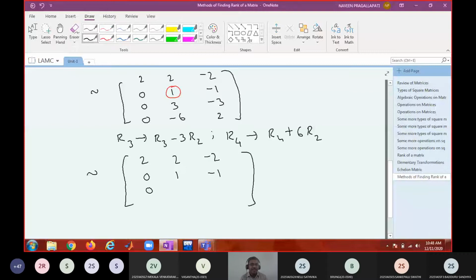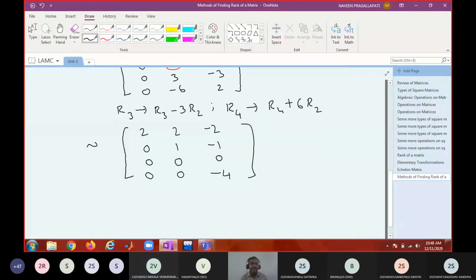So 0, 0. What is the next one? 3 minus 3, how much? 0. Minus 3 plus 3, how much? 0. Now come to the next operation: R4 gets R4 plus 6R2. 0, 0, minus 6 plus 6, 0. Next, 2 minus 6, how much? Minus 4. Is that okay?